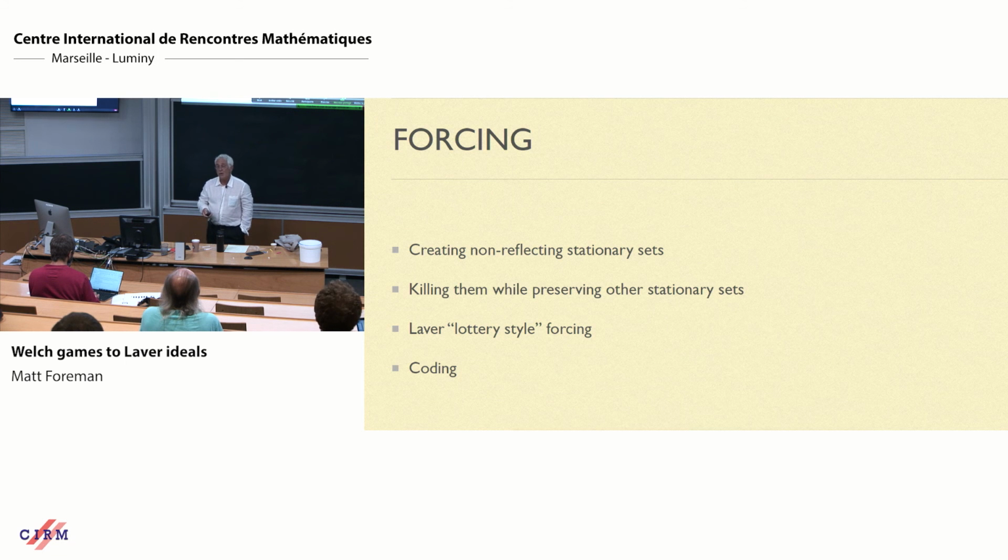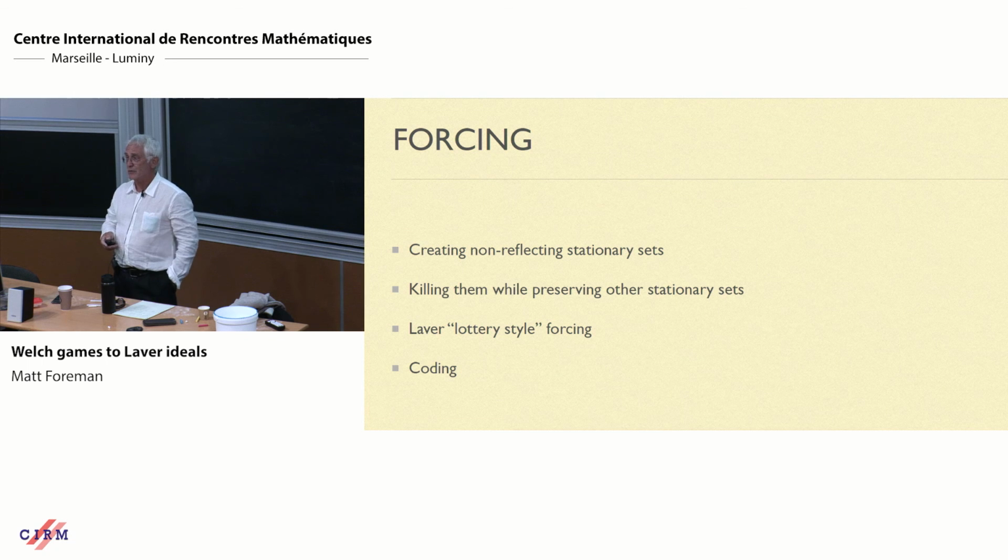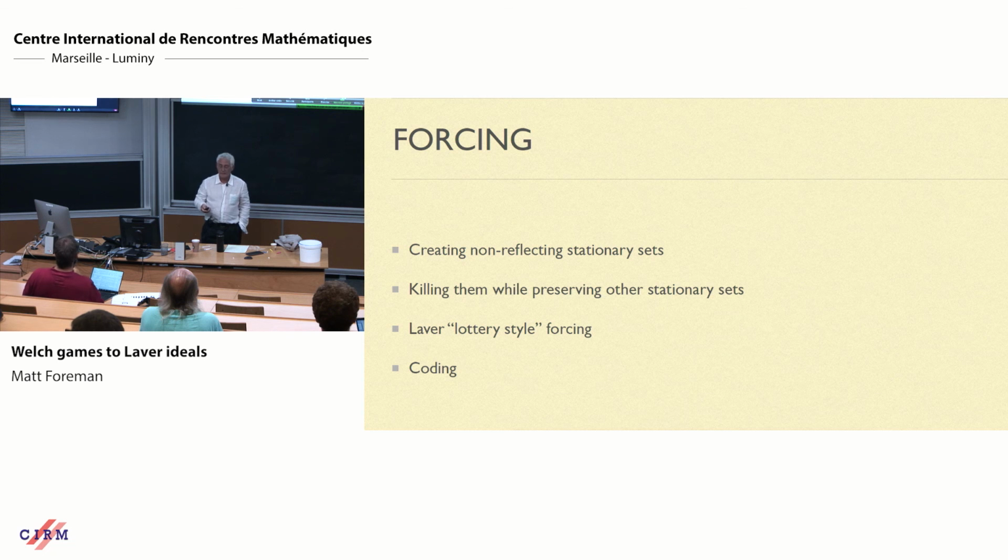So these allow coding arguments. So these appeared in papers with Cummings and Magidor. We'll be using a version of Laver forcing. It's come to be called lottery-style forcing. So this allows you, in particular below a supercompact, it's lottery-style. So this allows you to generically choose the objects that you force with as you're doing an iteration. And finally, we'll be using coding in a serious way.